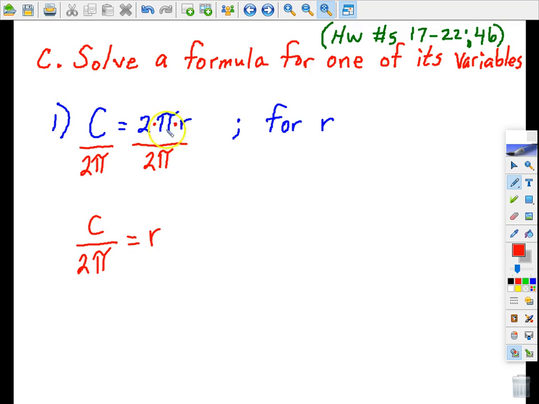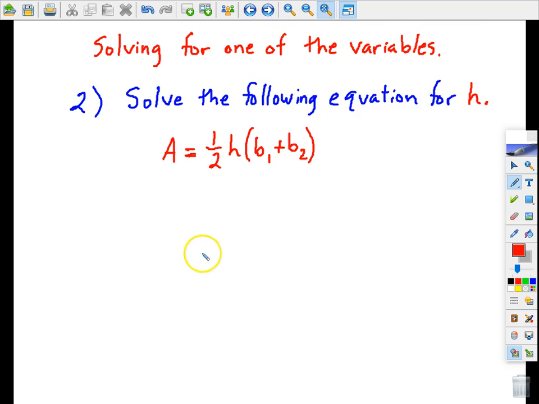And on the right side, we will end up with r, which is what we were asked to solve for. So that would be our final answer. The formula was given to us in terms of the circumference, and now we've changed it so that it's given in terms of the radius. Okay. Let's try another one.